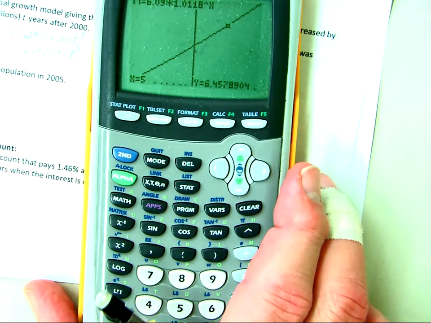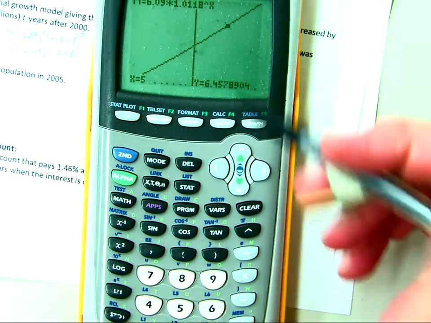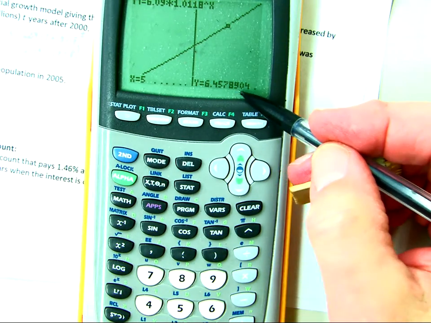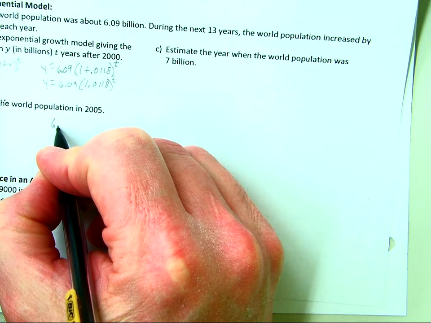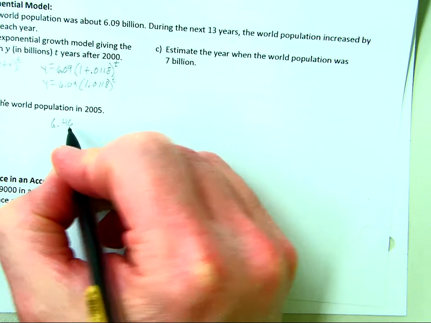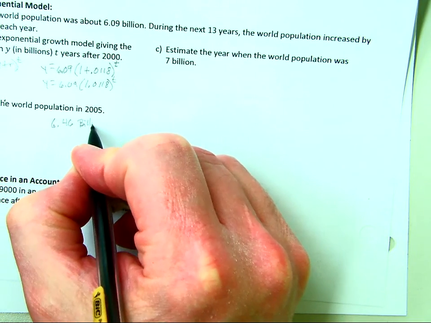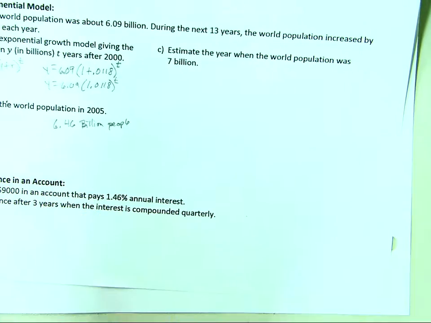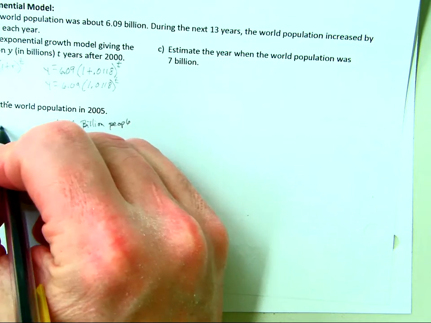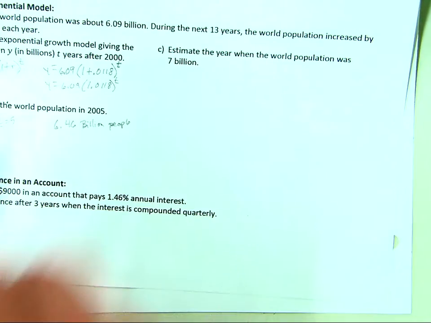And notice now I get 6.45789. So if I round that off to a couple of decimal places, that's 6.46 billion people. So you did that by plugging in 5 because it's year 5 from 2000.